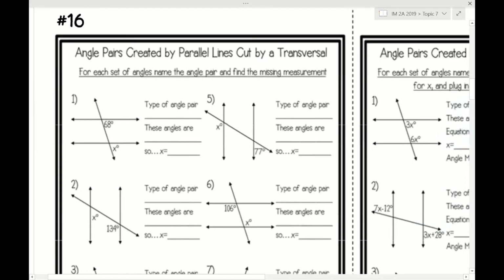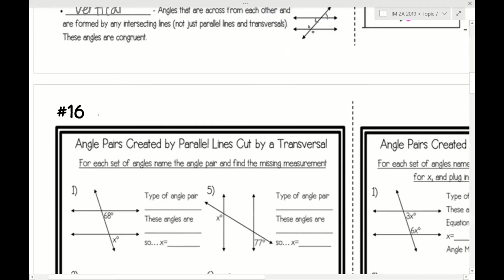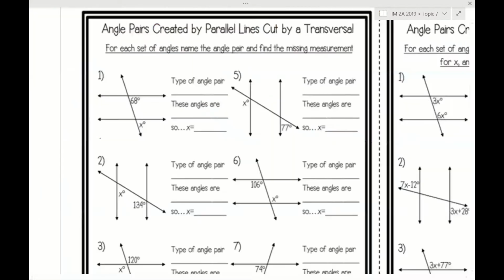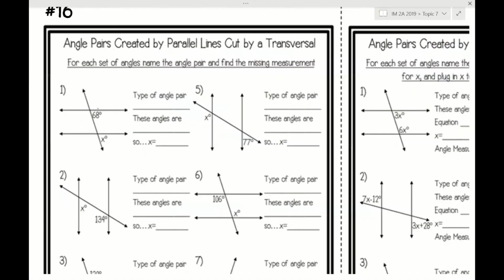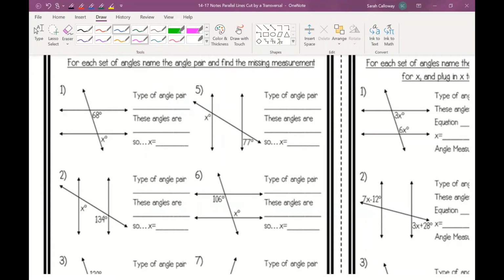Angle pairs created by parallel lines cut by a transversal. For each set of angles, we're naming the angle pair and finding the missing measurement. So visually what we're looking at is which of these is it? So it might be a good idea to have one of these two pages to flip back to. For the first one, notice that I have one interior angle, 68 degrees, and one exterior angle, but they are both in the same location. So that means that these angles are corresponding.